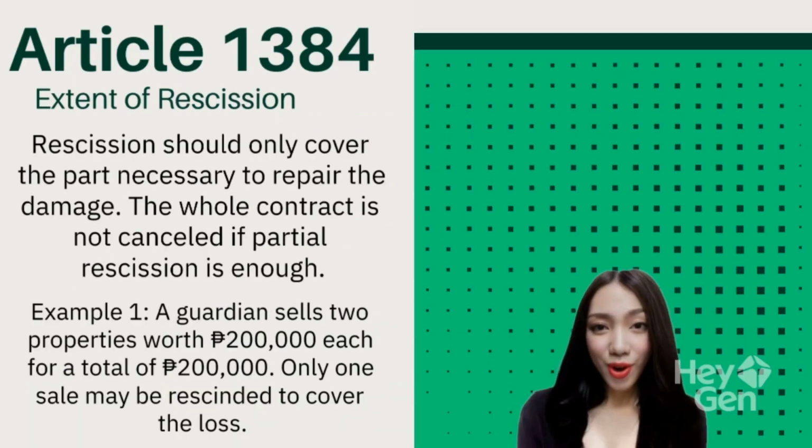Article 1384. Extent of rescission. Rescission should only cover the part necessary to repair the damage. The whole contract is not cancelled if partial rescission is enough. Example 1. A guardian sells 2 properties worth $200,000 each for a total of $200,000. Only one sale may be rescinded to cover the loss.